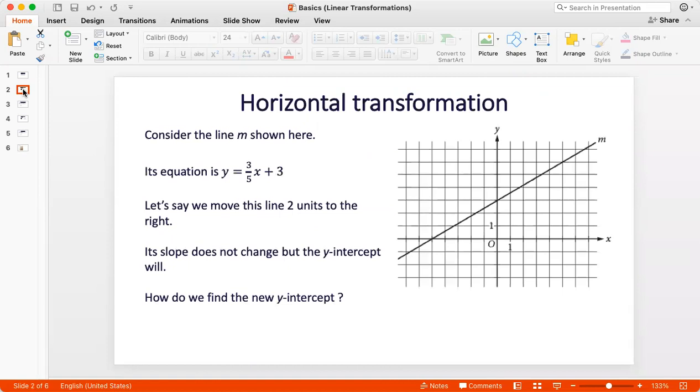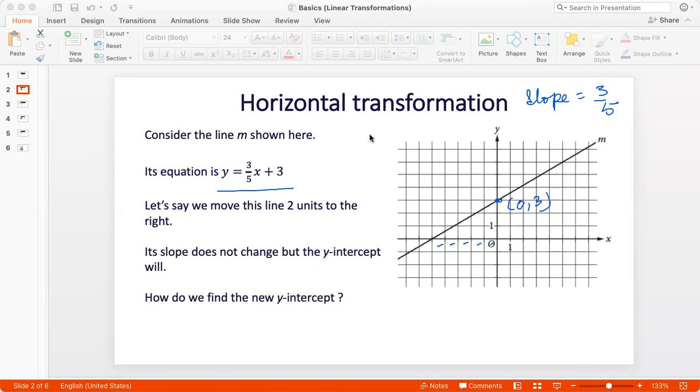So we have a line M here, whose equation can be easily found. We see that this line has a y-intercept at (0, 3). And its slope is going to be 3 divided by 1, 2, 3, 4, 5. So its slope is 3 by 5 and the y-intercept is 3. So the equation is y is equal to 3 by 5x plus 3, right?